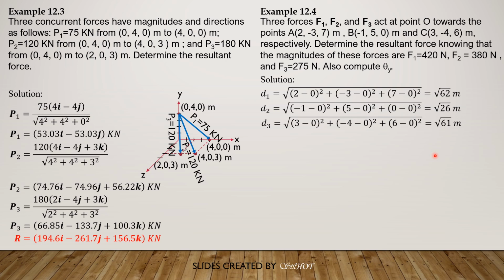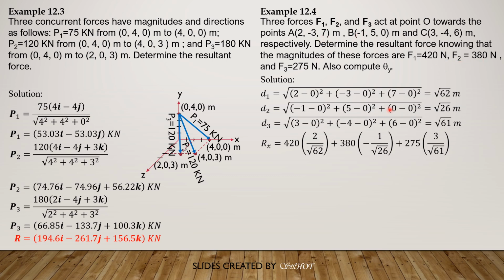So F1 in vector form is equal to 420, and we compute Rx combined. The x component of force 1 is 420 times 2 divided by distance 1, square root of 62. Then for the x component of F2, 380.